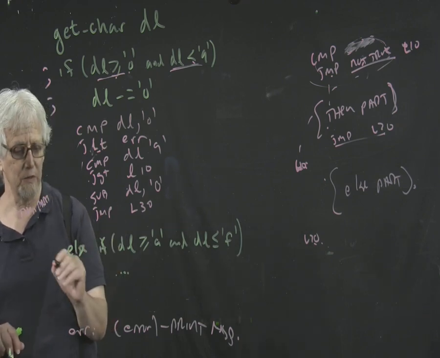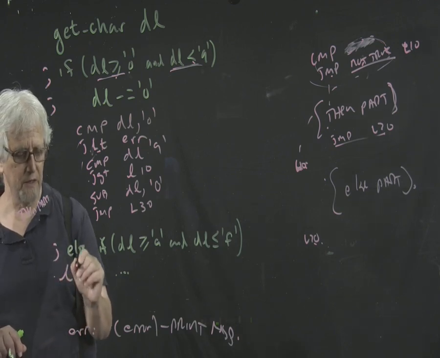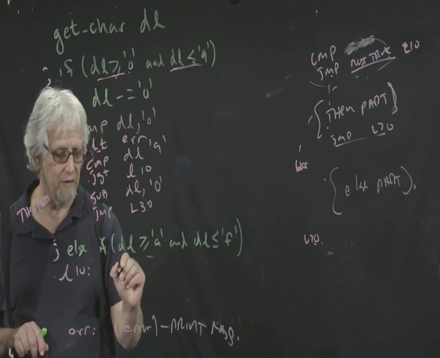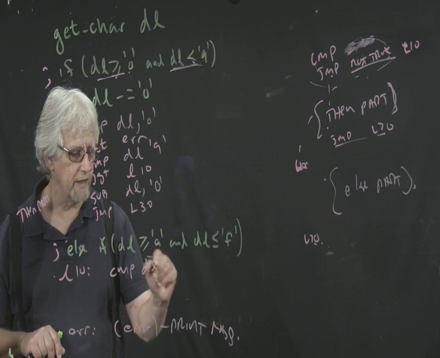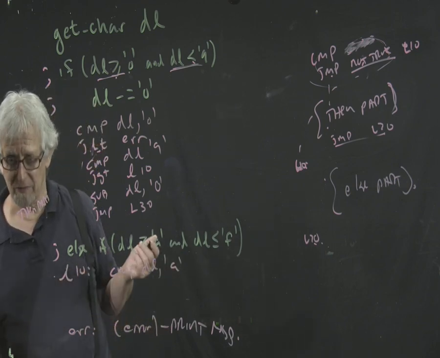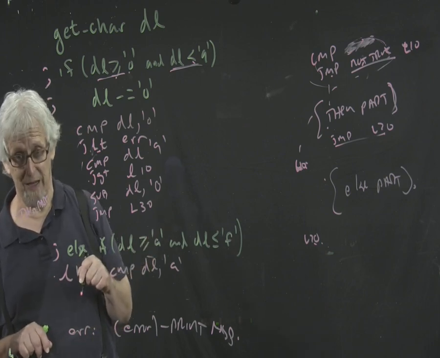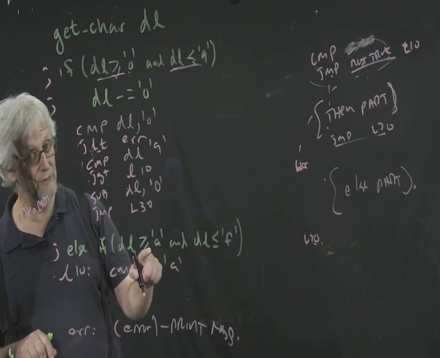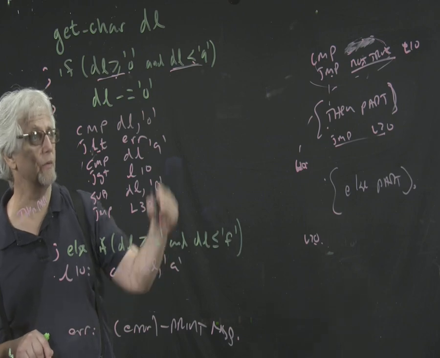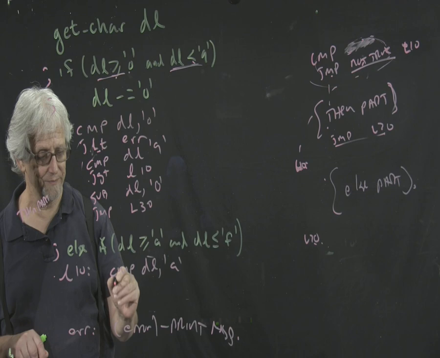So the else part here was L10. This is another comment, L10. And what are we going to do? We're going to have another comparison, comp DL, comma, an ASCII A, like that. Got it? Okay. If it's less than an ASCII A, because we're looking for greater than or equal to, right? If it's less than an ASCII A, then it's got to be an error, because it was not in this range. It's not in this range, it'll be an error, right?